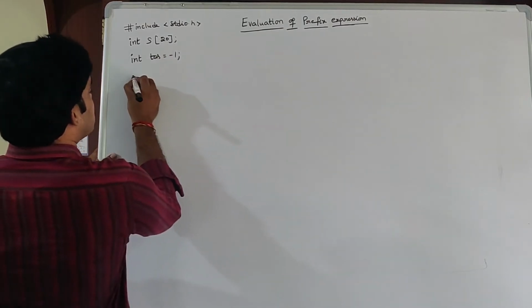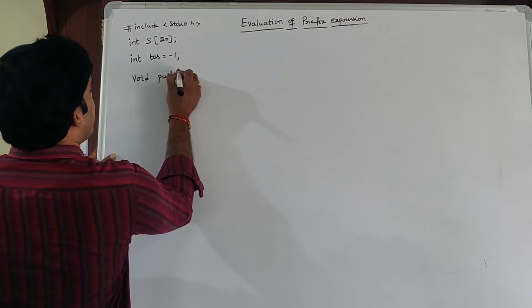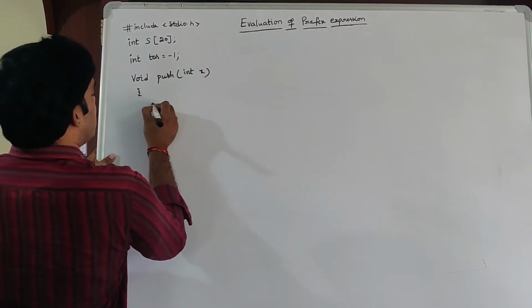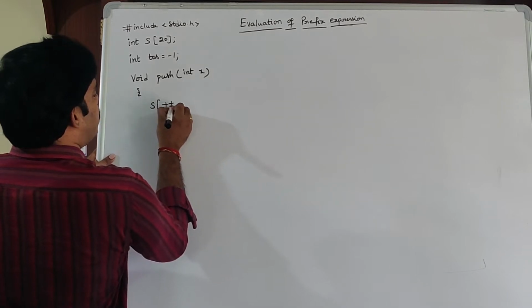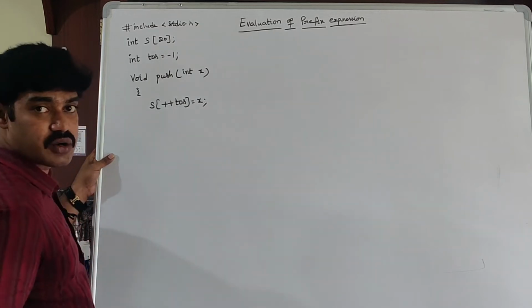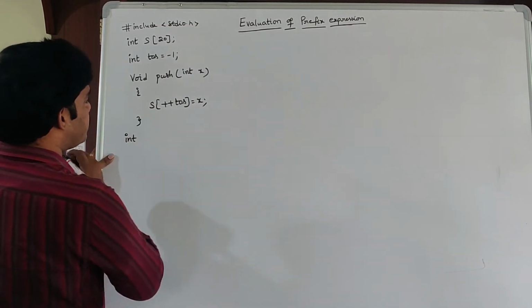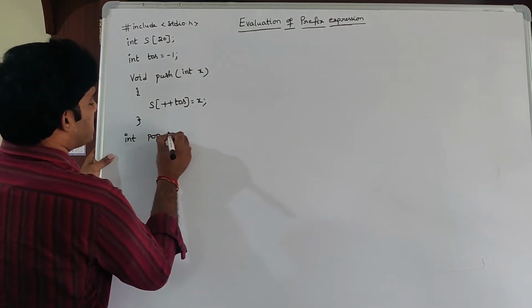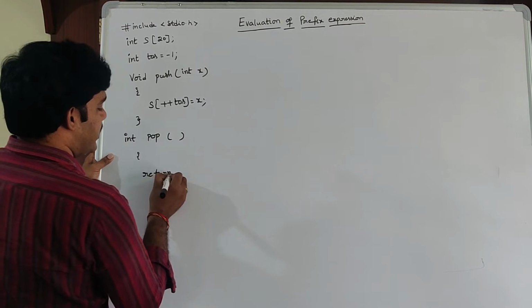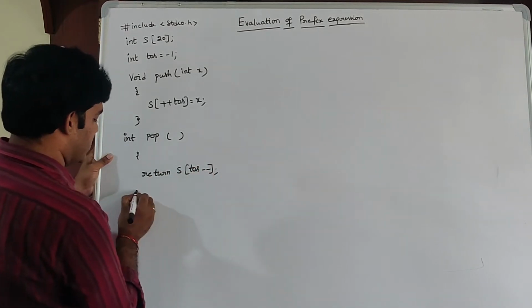Next, write the definitions for push as well as pop. Void push of int x, s of plus plus tos is equal to x. Next, write the definition for pop. Int pop function, return s of tos minus minus.